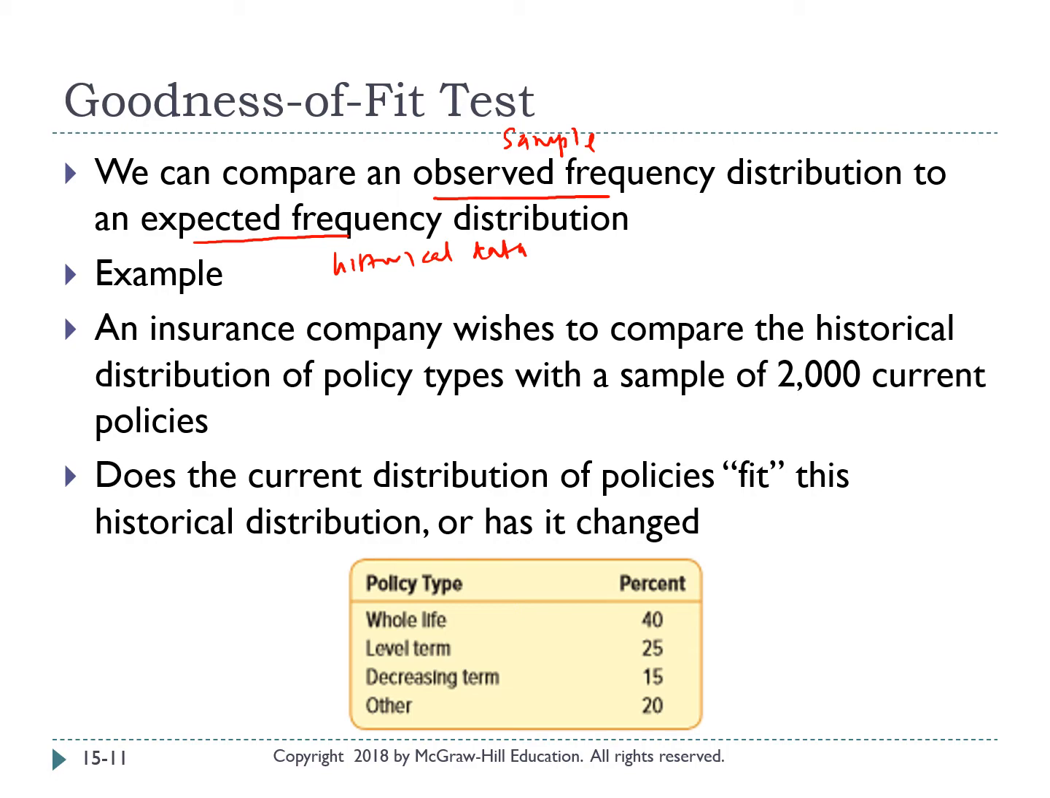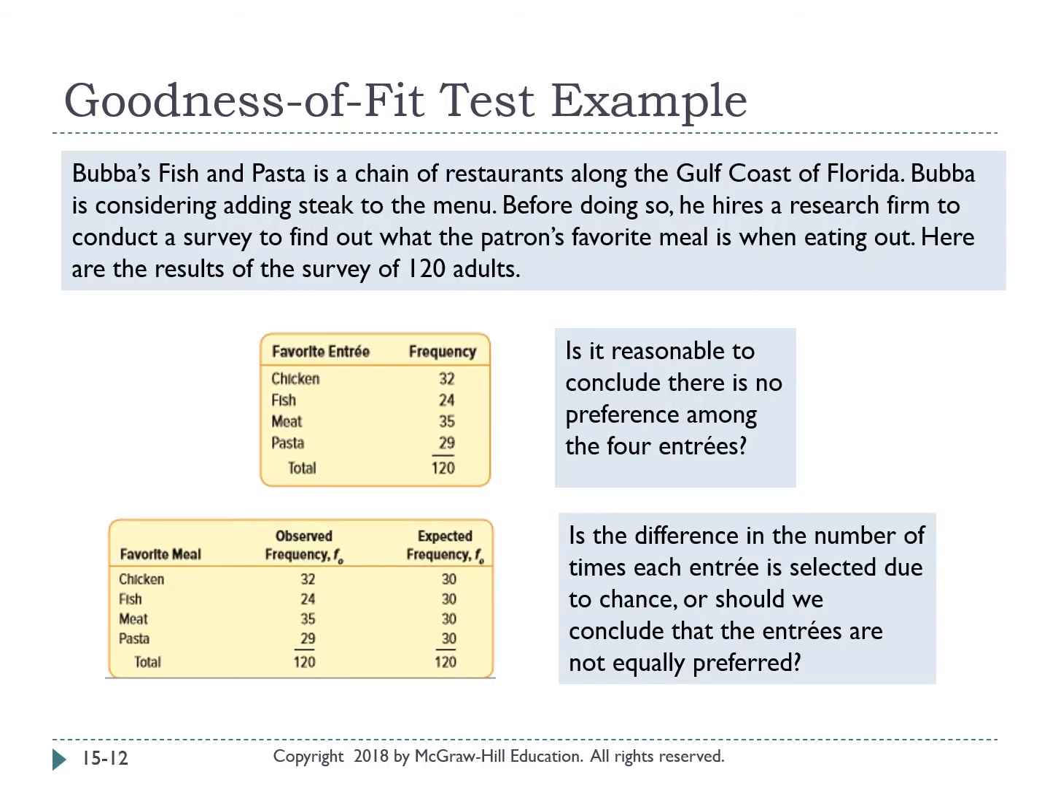An insurance company wishes to compare the historical distributions of policy types with a sample of 2000 current policies. So here you are comparing the historical data with your sample data collected. So you want to know whether your sample data collected fit the historical data. Goodness of fit test can be divided into two, equals and unequals expected frequency. For this example, we will talk about the equals expected frequency.